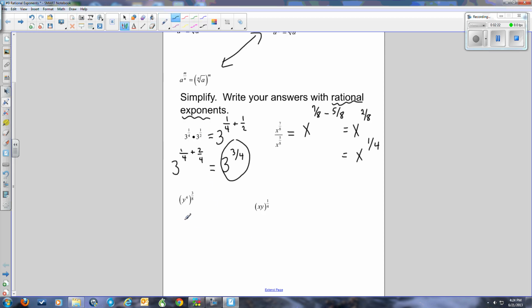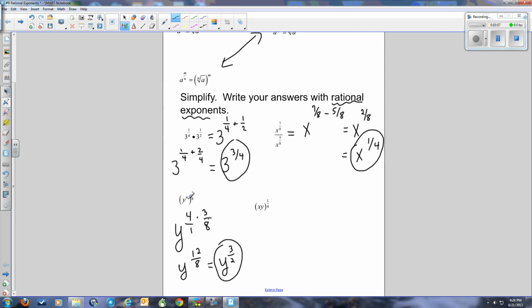Let's do this next one. We have y to the 4th raised to the 3/8 power. Well, we are multiplying our exponents together. So we have 4 times 3/8, and we can put a 1 under the 4. So we end up with y to the 12/8 power. And we can reduce 12/8 by dividing each of them by 4, so we have y to the 3/2.